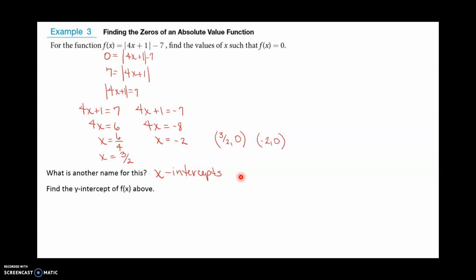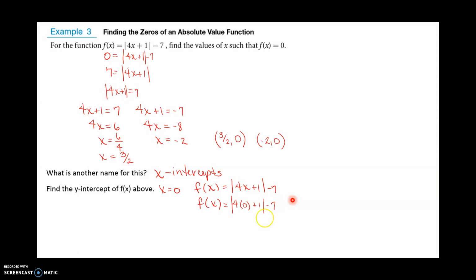All right, so then they're also going to ask us to go ahead and find the y-intercept. So remember, you find x-intercepts by putting 0 in for y. You find y-intercepts by putting 0 in for x. So we're just going to take the original function that they gave us, and we're going to put 0 in the place of this x right here. So if we put 0 in for x and then we solve, we'll find our y-intercept.